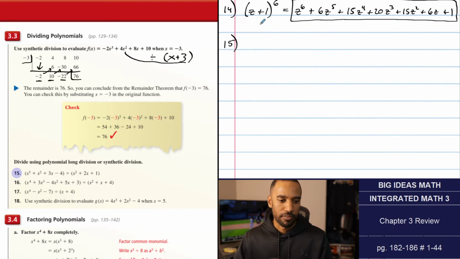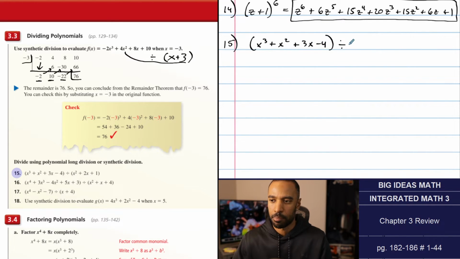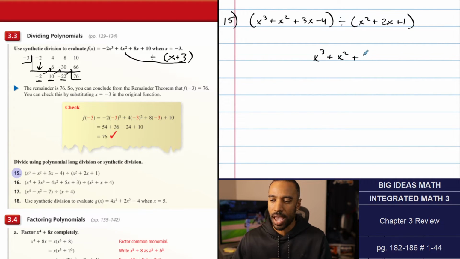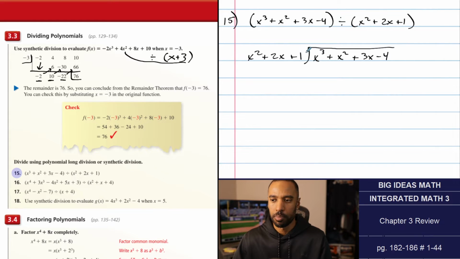Divide using polynomial long division or synthetic division. Number 15, we have x cubed plus x squared plus 3x minus 4. This is the dividend. We divide by the divisor, x squared plus 2x plus 1. And we should get a quotient as a result, possibly with some remainder. So using long division, what we have to do in these cases is take the leading terms, and they have to be in standard form, of both polynomials and find out how many times one goes into the other.